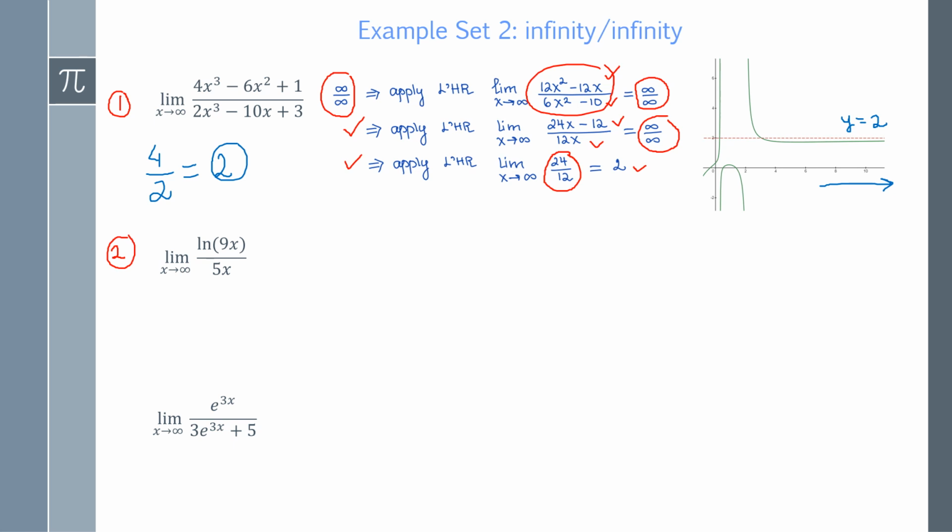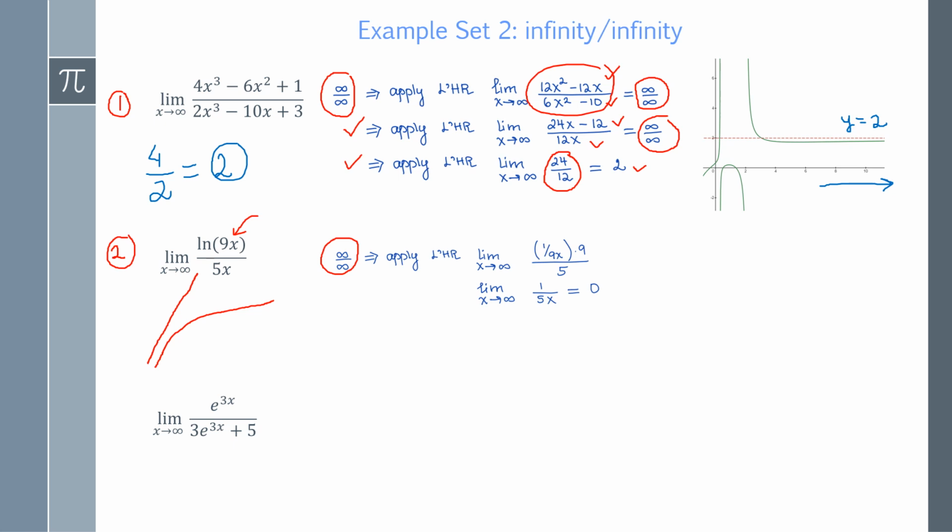Okay, we have the limit as x goes to infinity of the following expression: natural log of 9x over 5x. All right, so what is the solution to this problem? Again, if we plug in a really large number for x, we know that the natural log function looks something like this, so this is going to go to infinity. And 5x, that's a straight line through the origin with a slope of 5, so that also goes to infinity. Okay, so we get the case of infinity over infinity, which means we can apply L'Hopital's rule.